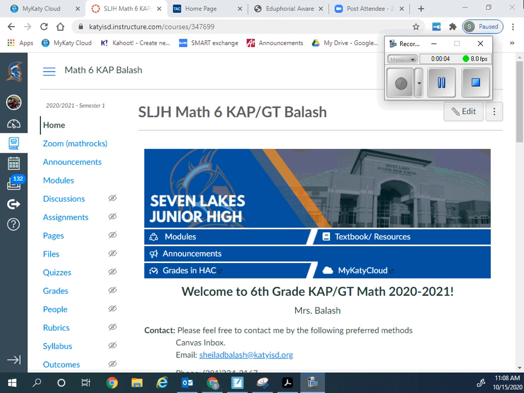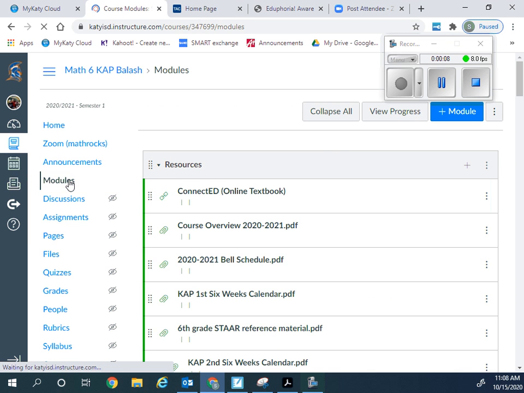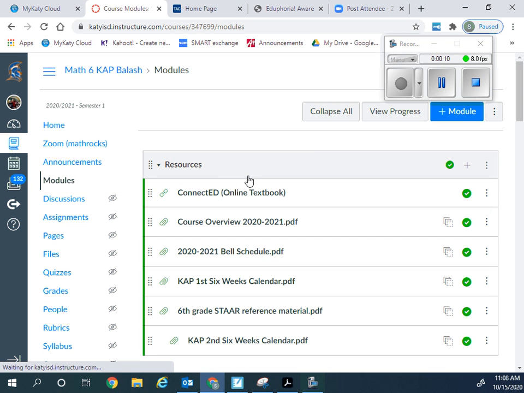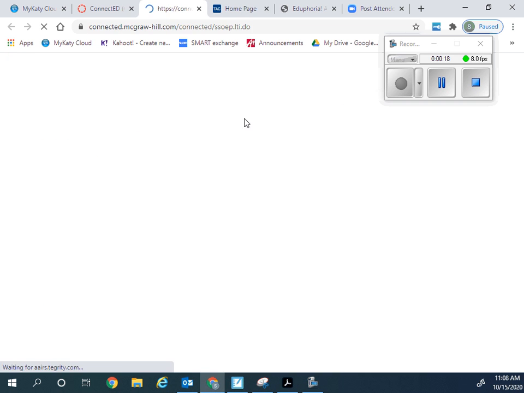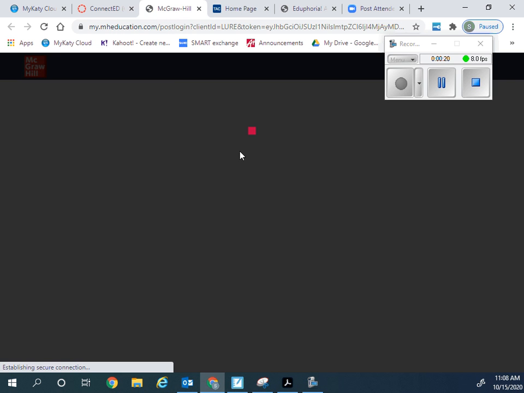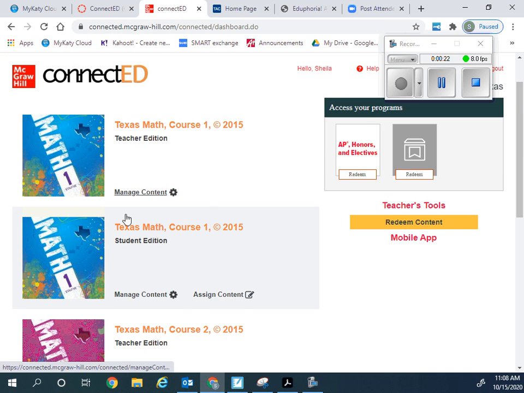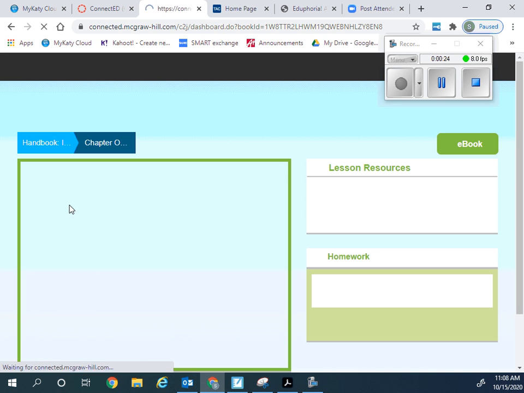Okay, so to find the textbook, you go to modules, and then resources is right here. The first one says Connect Ed online textbook. You click on that. Load it in a new window. And then yours is going to look a little different than mine because I have more choices. So I'm going to click on the student edition.